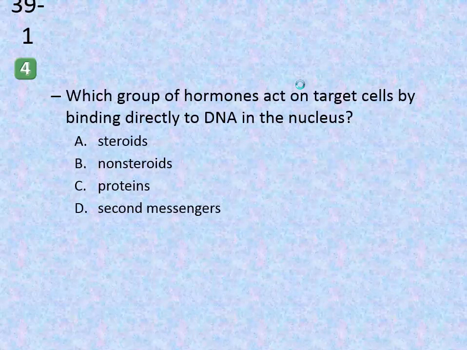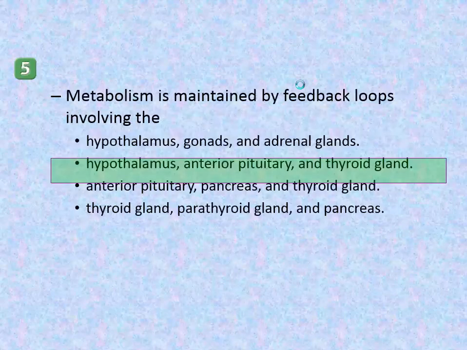And which group of hormones act on target cells by binding directly to the DNA? That's right, the steroid hormones. And then this last one I went ahead and gave you the answer for, but its metabolism is maintained by feedback loops. If you remember our negative feedback loops, as far as metabolism, now metabolism, right? Hypothalamus, anterior pituitary, and the thyroid gland. And that's the end of part 1 of the endocrine system.